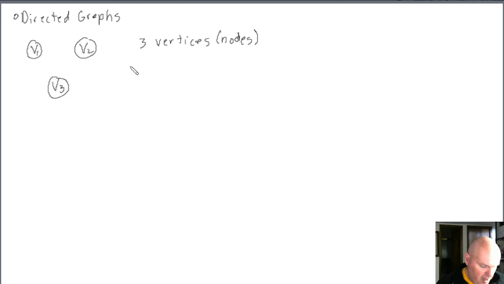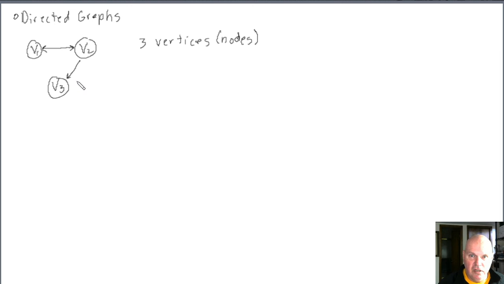Excuse me. And then we have directed edges or lines between the different vertices. In this case, I'll show a double-headed arrow indicating that information, or whatever this represents, can pass from V1 to V2 and also from V2 to V1. But maybe we've only got a one-way path.